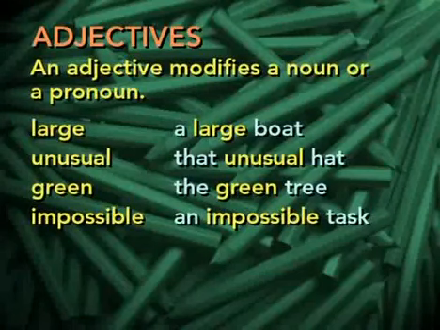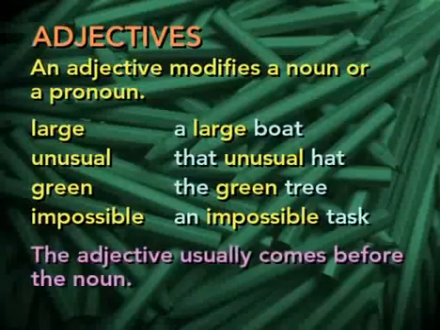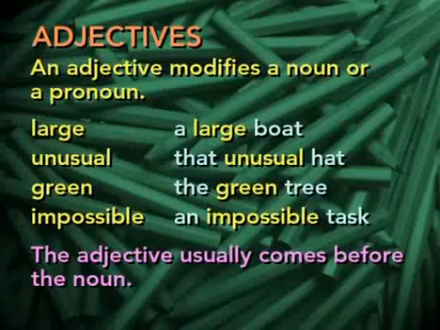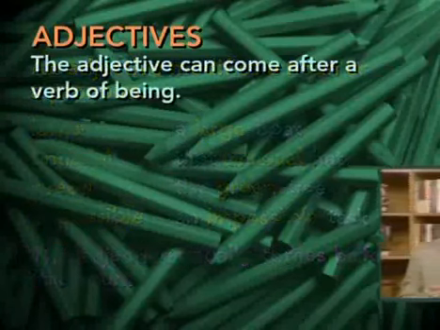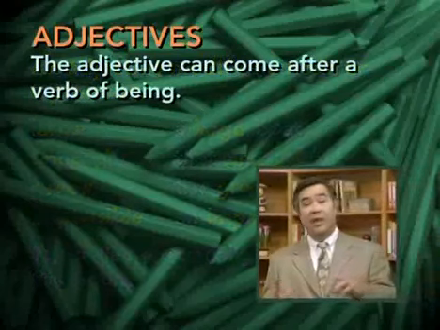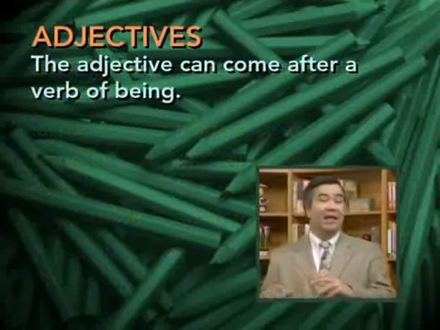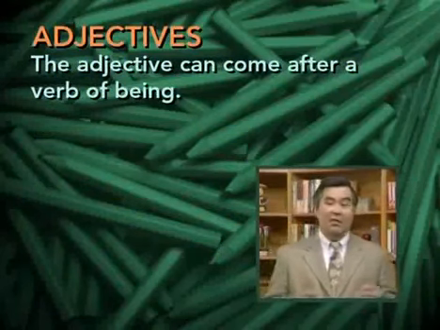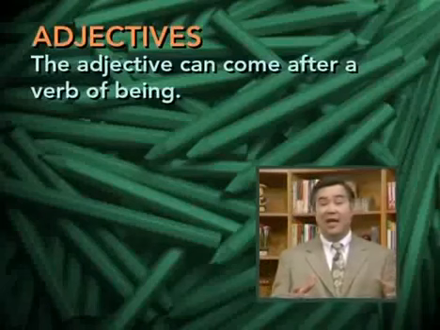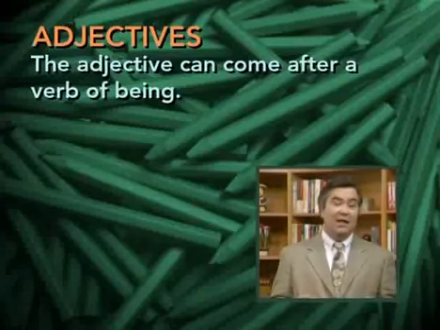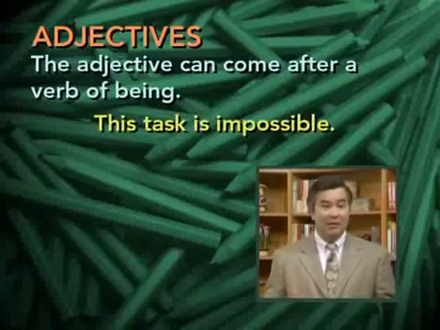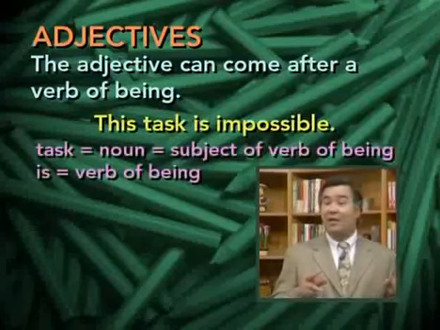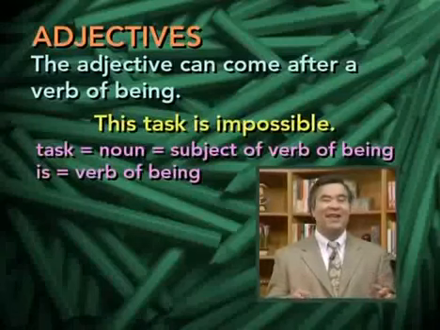Now, in each of the phrases that I've just used as an example, the adjective comes before the noun. And in the English language, that's usually where adjectives go. However, adjectives can also be used in another way in sentences. The adjective can come after a verb of being, and the verb of being would then link the adjective to the noun, which is the subject of the verb. So, for example, rather than referring to that impossible task in a phrase like that, I could say, this task is impossible. Now, the noun task is the subject of the verb of being, is.